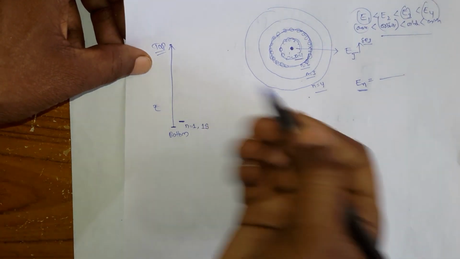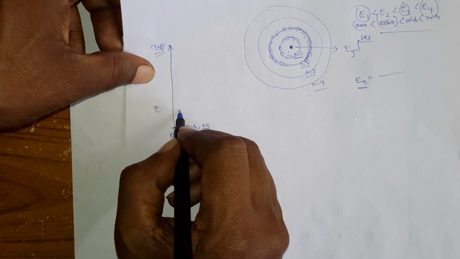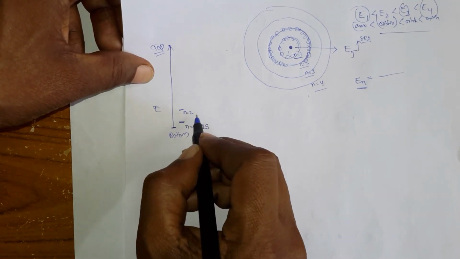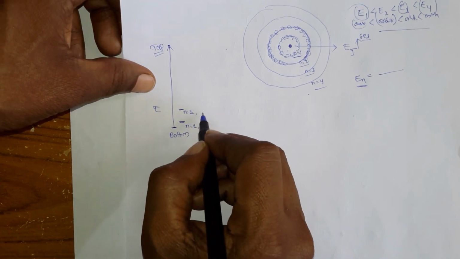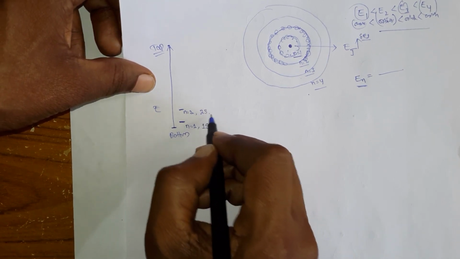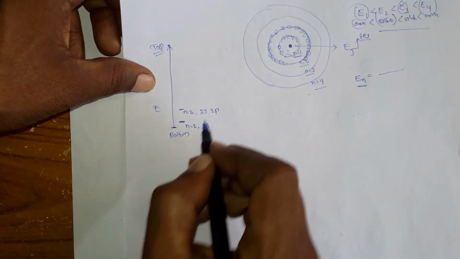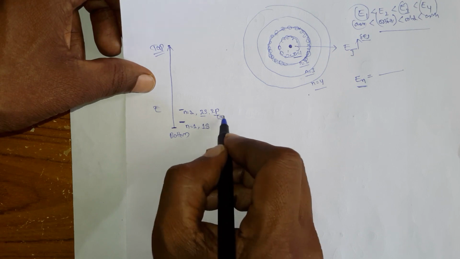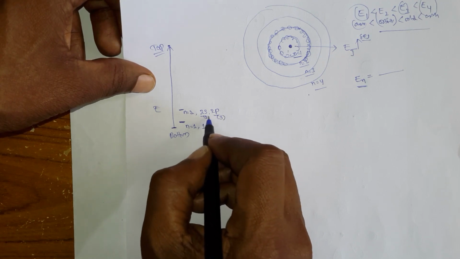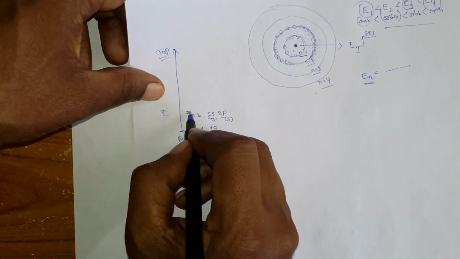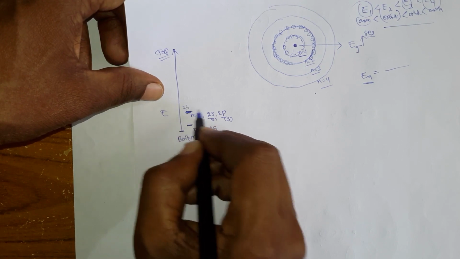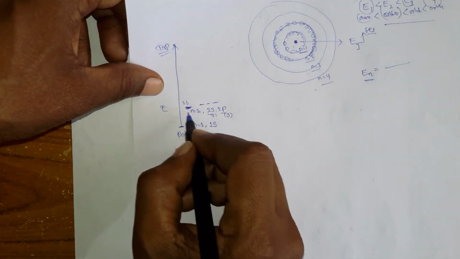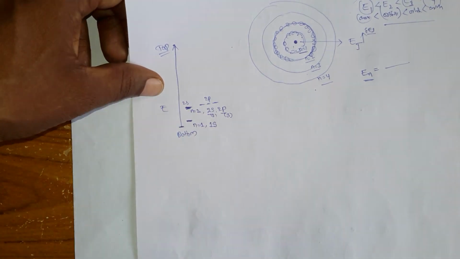Next, higher energy, n equal to 2. In n equal to 2, how many orbitals can be present? There is an s orbital and a p orbital. In the p there are 3, so total 1 plus 3 is 4. So here you assume it is the 2s, and next is the 2p. This is 2s and this is 2p.